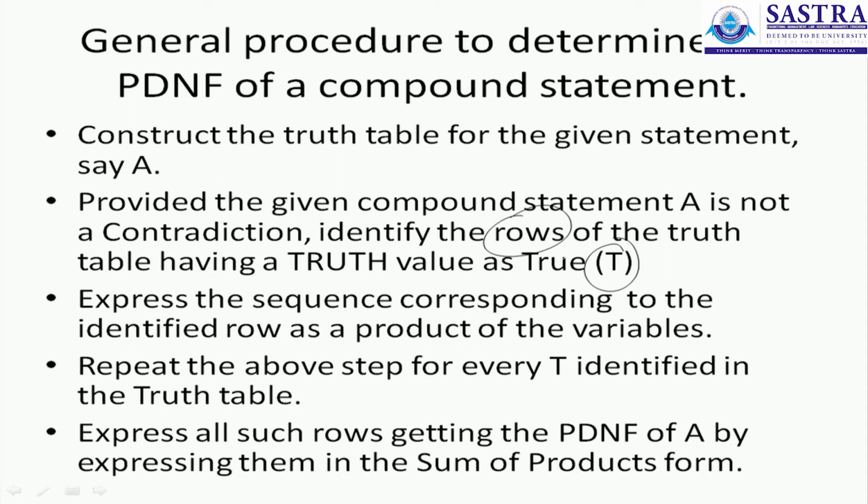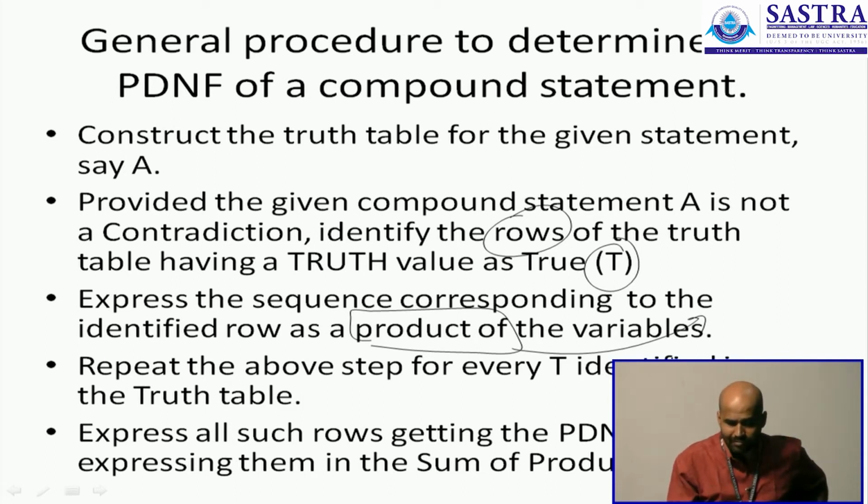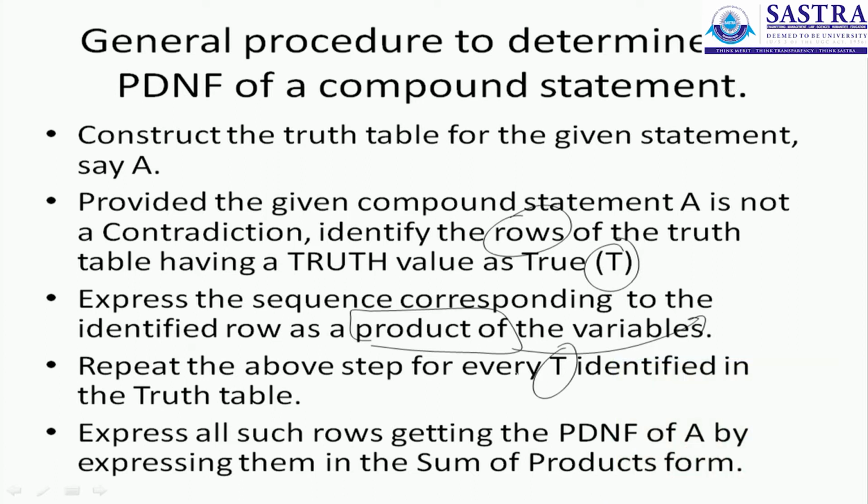Now once you've done that, we'll advance to step 3, and step 3 says we express the sequence corresponding to the identified row as a product of the variables, because you're looking for a PDNF which is a sum of products, and that product is what is referred to here. And step 3 is repeated for every row which gives a true value out. Every row that gives a true value, you repeat step 3. And once you're done with all of them, we express all such rows getting the PDNF of A by expressing them in the sum of products form. That's how we do it.